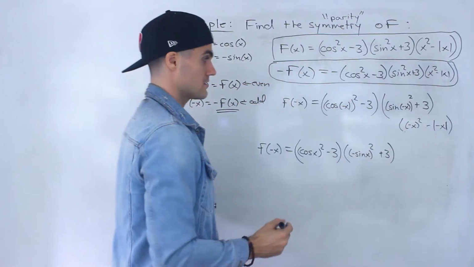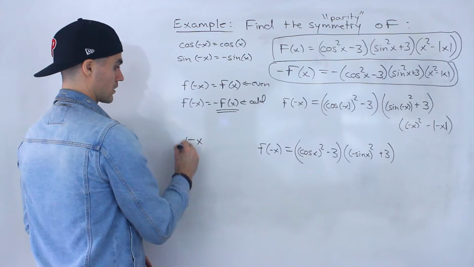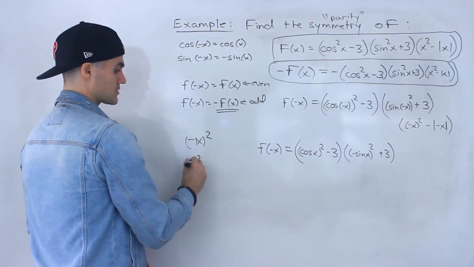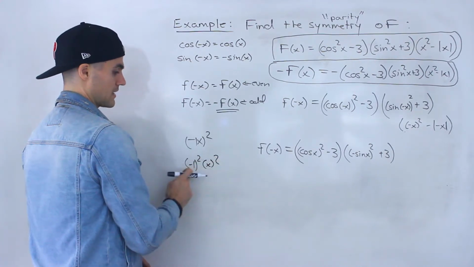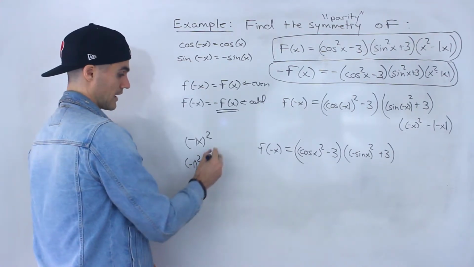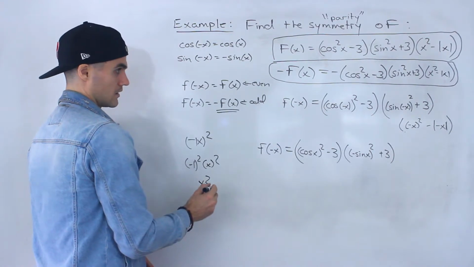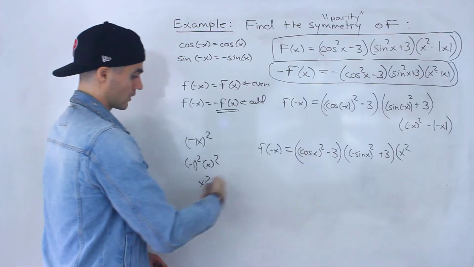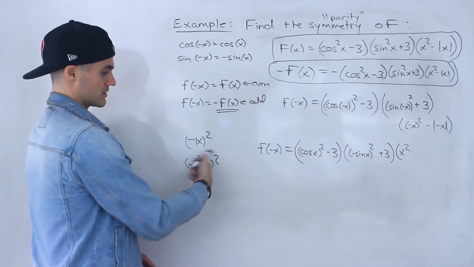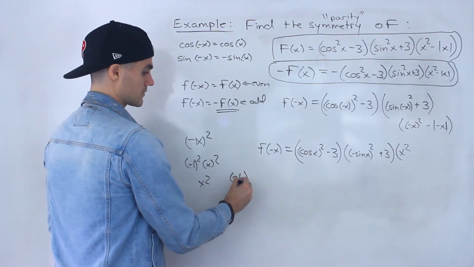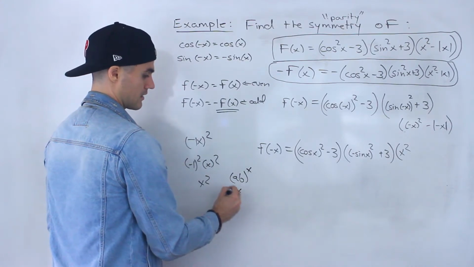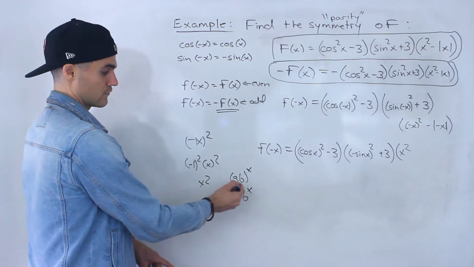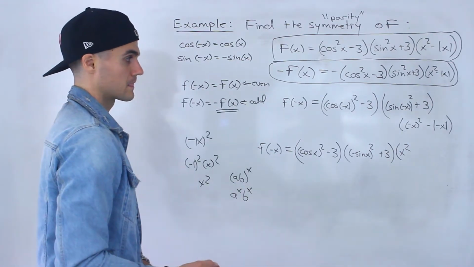Negative x squared, if we show the work over here, there's like a negative 1 here. So the negative 1 goes to the power 2, and then the x goes to the power 2. Negative 1 to the power 2 is just positive 1. X squared is just x squared. So this here changes into x squared, and the work for that is shown over here. Because if you remember exponent rules, if things are multiplying, everything goes to that exponent.